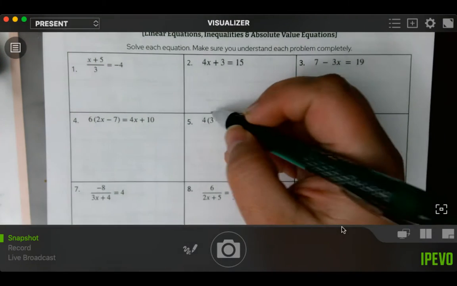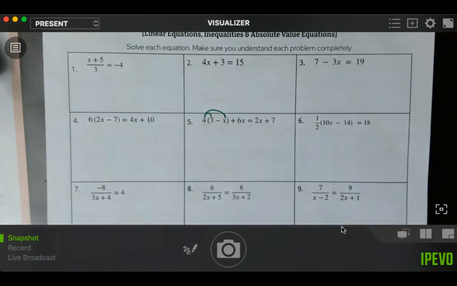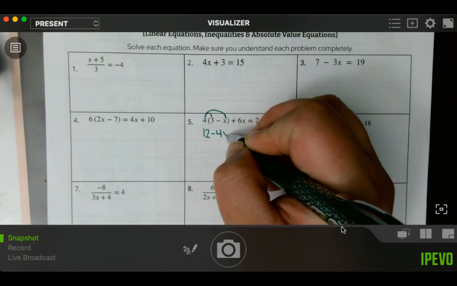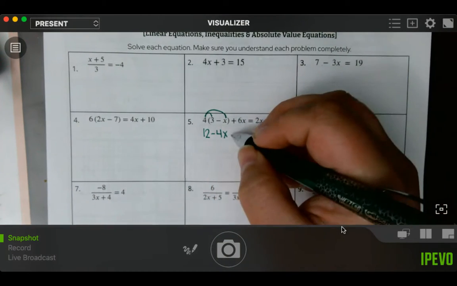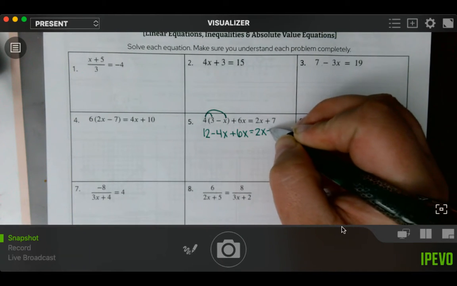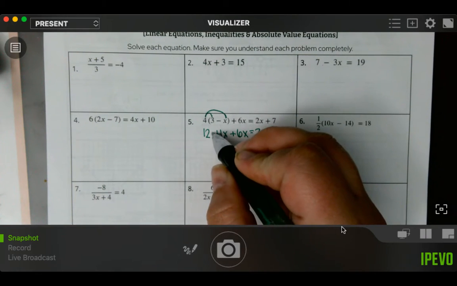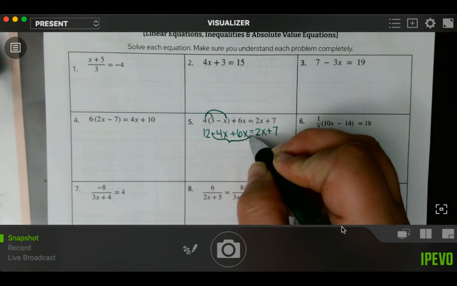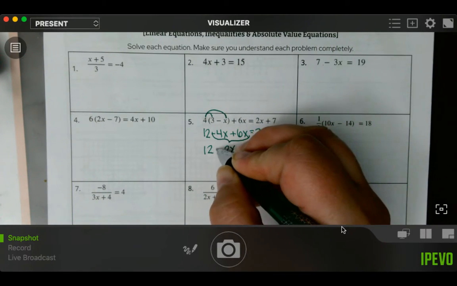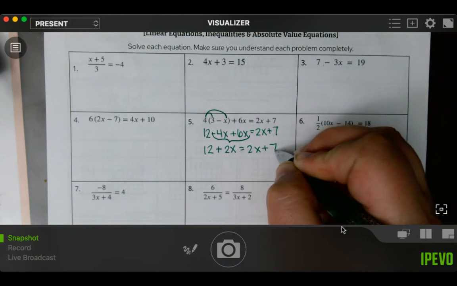Keep in mind that if you see parentheses, you're going to take the number in front and distribute it, like so. That's going to give me 12 minus 4x. And then I keep the rest of the equation the same, plus 6x equals 2x plus 7. Then what I'm going to do is go ahead and combine these two together. Negative 4x plus 6x is 2x. So I have 12 plus 2x equals 2x plus 7.